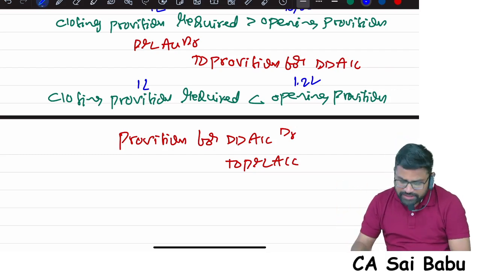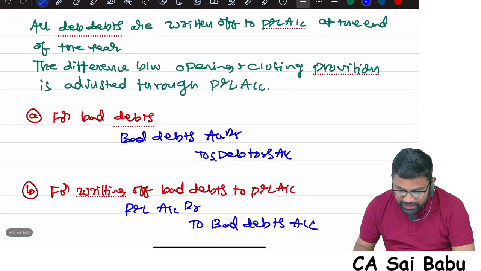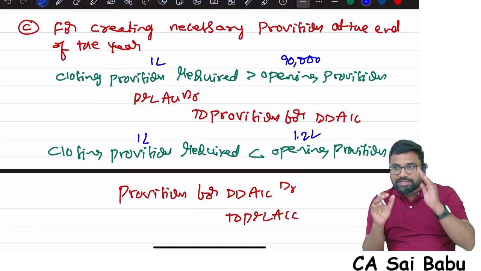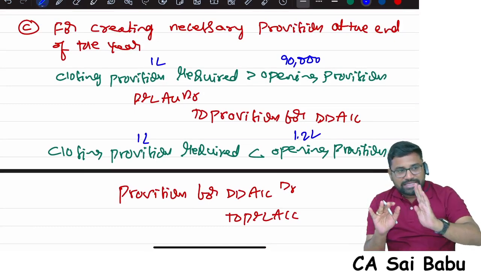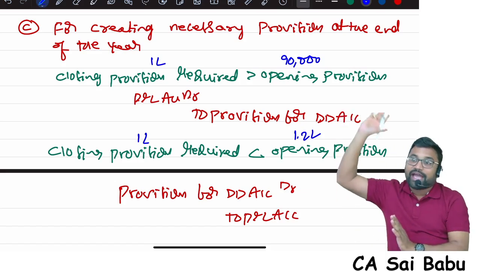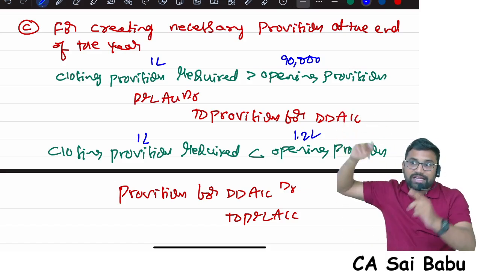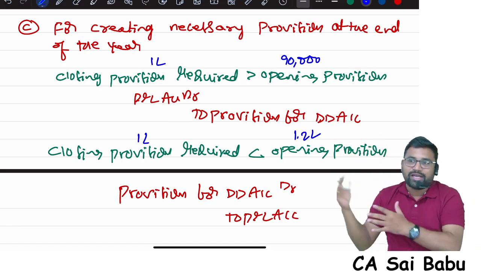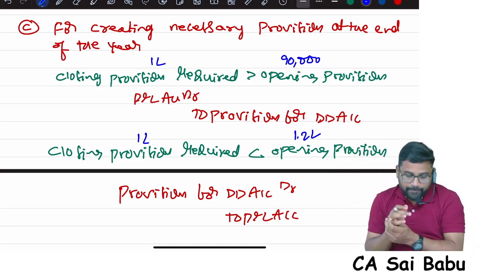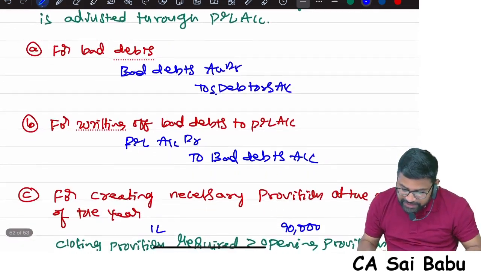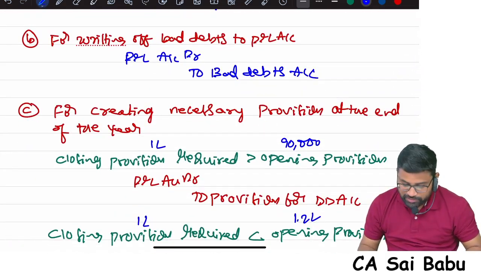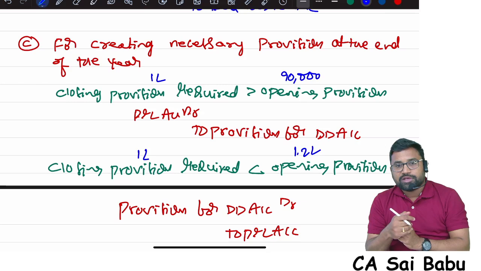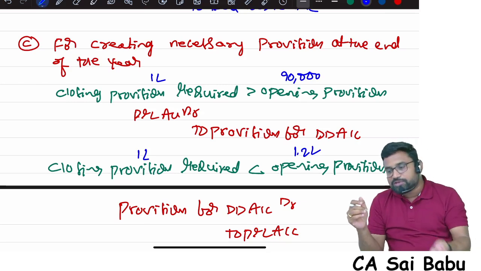So tell me, in the second method what are we doing? First of all, are the bad debts adjusted to provision or directly transferred? Directly transferred to P&L account. And the difference between opening and closing provision is appropriated against profits. So first bad debts came, bad debts to debtors, this will be transferred to P&L account. And at the end, we will see whether necessary provision is required or not. If provision is required, we will create. If provision is not required, we don't create.